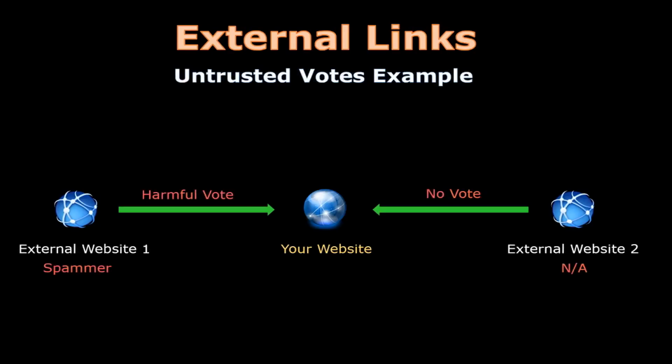Here's an example of untrusted votes. External website 1 is a spammer and is linking towards your website. This is a very harmful vote and will decrease your search engine ranking. Now, external website 2 does not have a PageRank at all, so an external link pointing towards your website will not give you a vote.